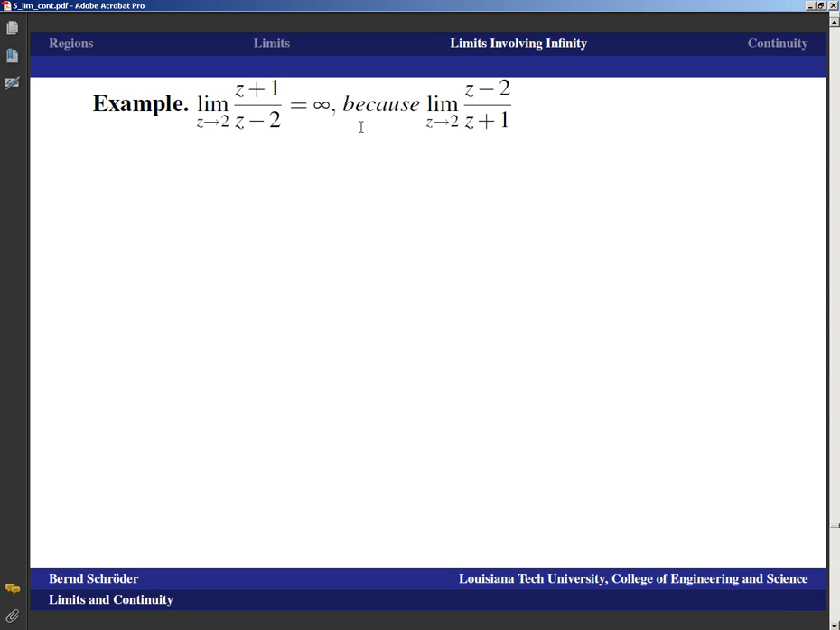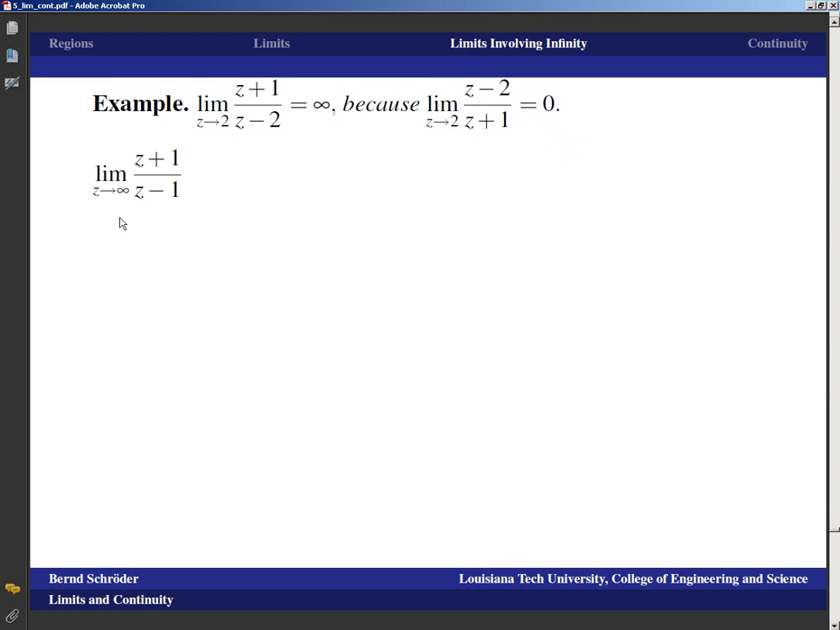It is because the limit as z goes to 2 of the reciprocal, z minus 2 over z plus 1, sorry, is equal to 0, because as z goes to 2, the numerator goes to 0, the denominator goes to 3, and 0 divided by 3 is 0. So we have a watertight justification here using theorems that we already know.